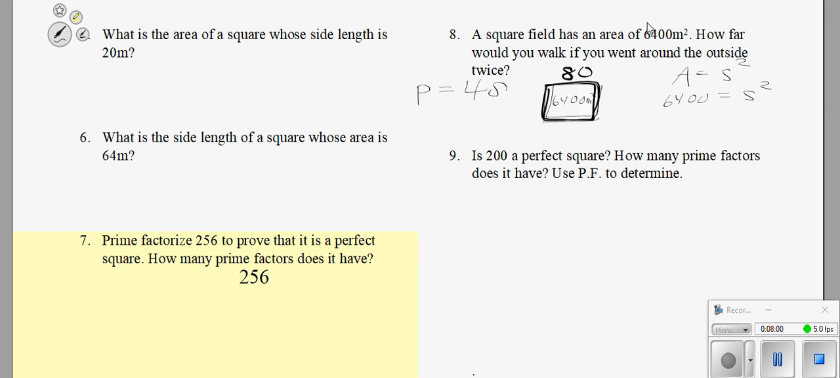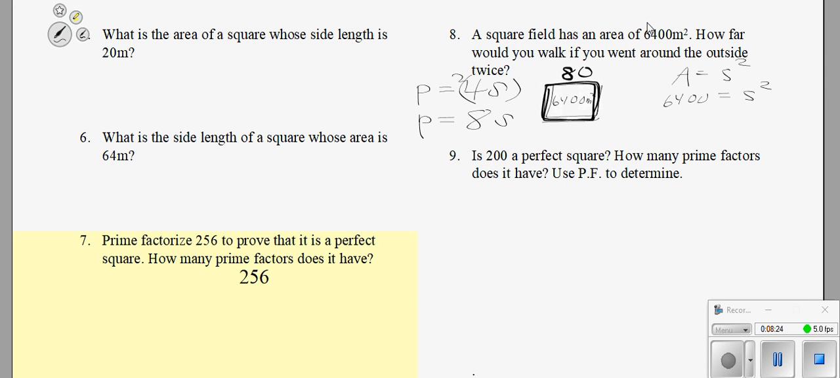How many of those do I need to do if I walk around it twice? 2 of them. So I take one perimeter and multiply it by 2. Or technically, the perimeter walking around it twice would be 8 multiplied by the side length, 8 times 80, which is 640 still. So either way, 1 point for work and 1 point for the correct answer of 640 meters.